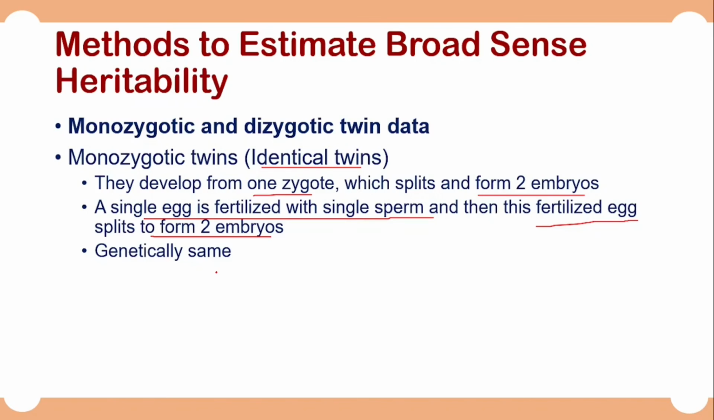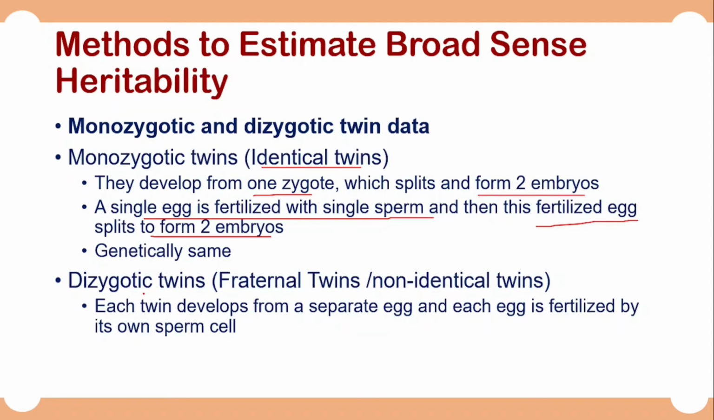The dizygotic twins are sometimes called fraternal twins or non-identical twins, and in this case each twin develops from a separate egg. So fraternal twins are developed from separate eggs, and each egg is fertilized by its own sperm. So they are developed from two different eggs and two different sperms. That's why they are known as non-identical twins.